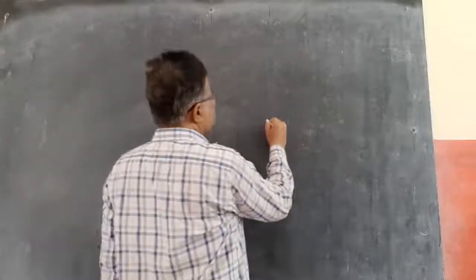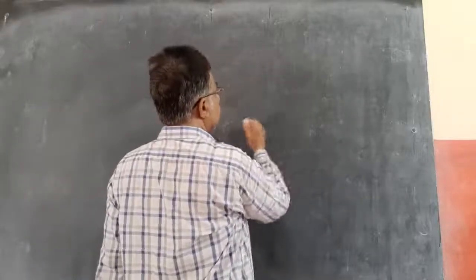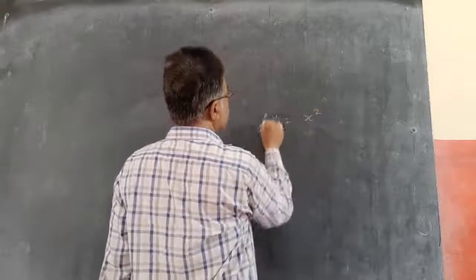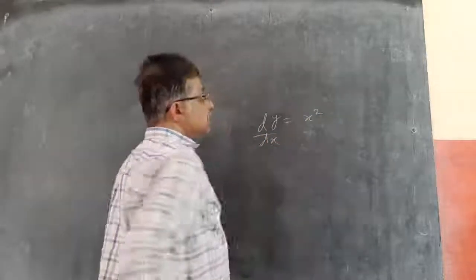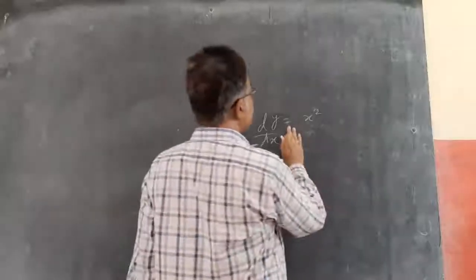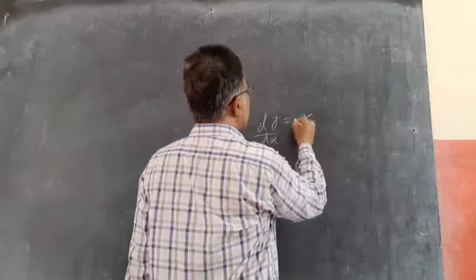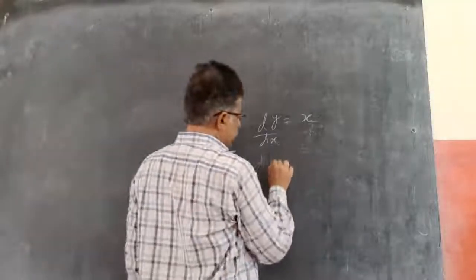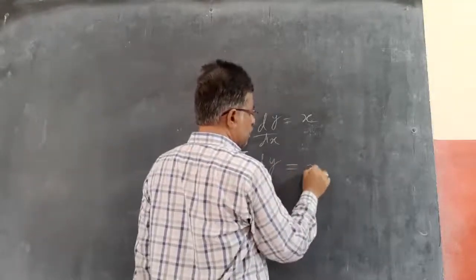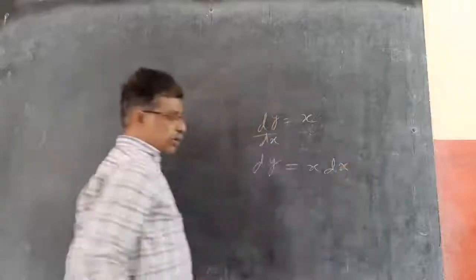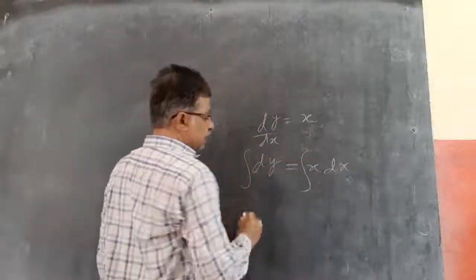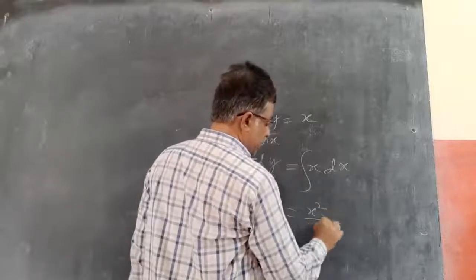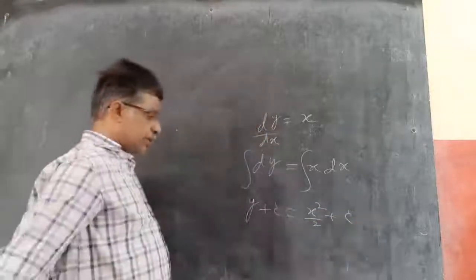In the beginning we did y square equal to 4ax, or y is equal to x square. If I give dy by dx equal to x as the equation, then by solving this, what do you get? dy equal to x dx. Integrating on both sides, y plus c equal to x square by 2 plus c.